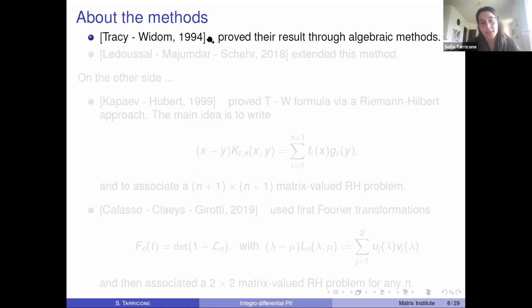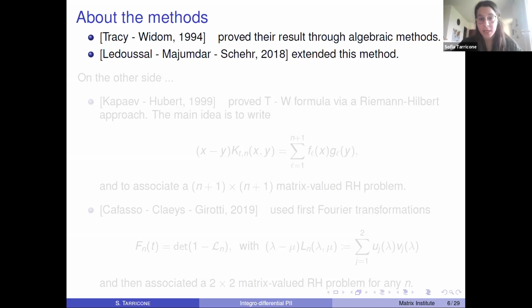Well, Tracy and Widom in 1994 proved the result through a very algebraic method, and in some way, the method used in the paper of 2018 extended this method. And also, for those who were there during the talk of Alexander yesterday, the method that Alexander explained to us yesterday is a sort of generalization of this method that treats also finite temperature higher order Airy kernels.